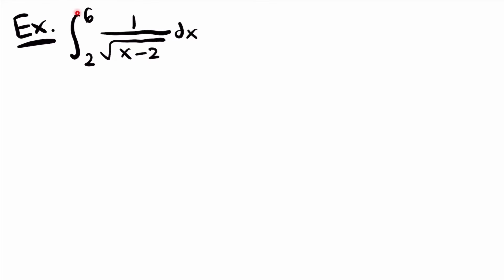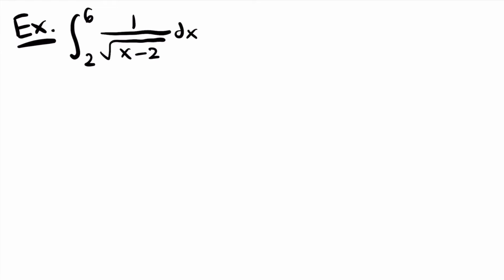All right, so next up we have the integral from 2 to 6 of 1 divided by the square root of x minus 2 times dx. Now initially this may not seem like an improper integral. It looks like an integral that we have been able to solve up until this point. However, this function is not defined for all the values that we are going to be integrating between, and that includes those bounds of integration.